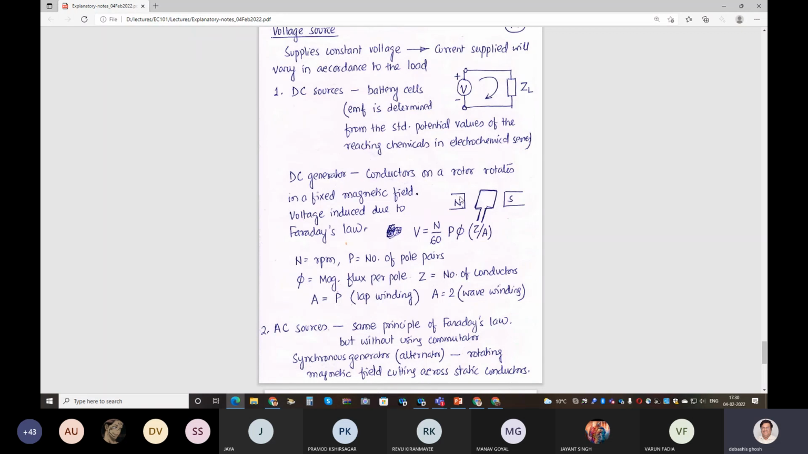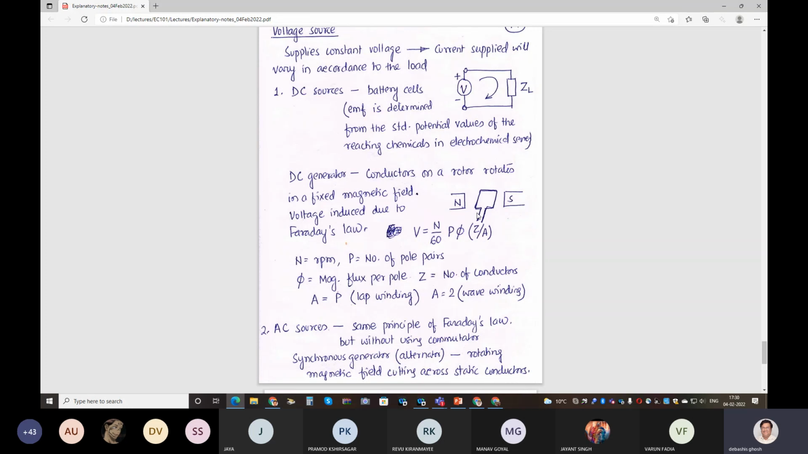Here you have the magnets fixed, the conductors are rotating. Okay, and there it is just the opposite. The conductors are kept all around, and there will be a magnetic rotor which will be rotating. So the magnetic field is rotating, cutting the conductors. Here actually the magnetic field is fixed and your conductor is moving and cutting that magnetic field. Whereas there the position of the conductors is fixed, but the magnetic field is rotating.